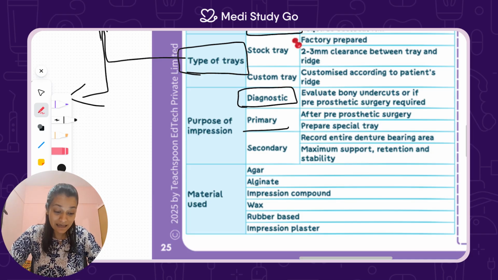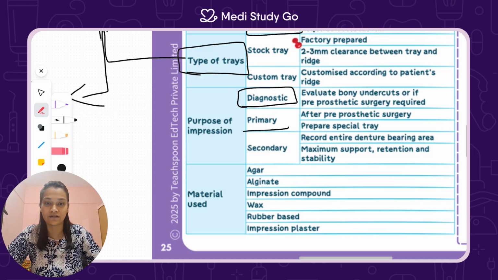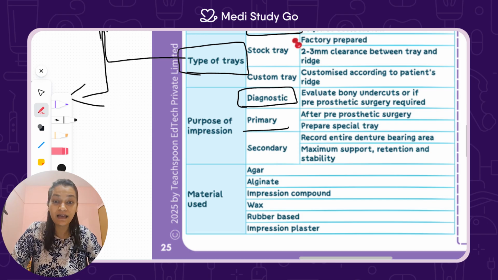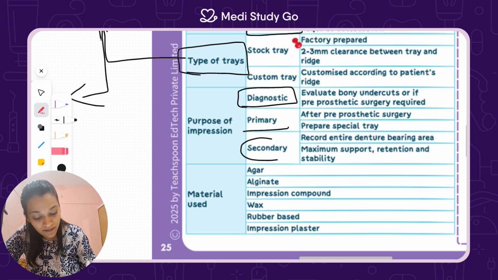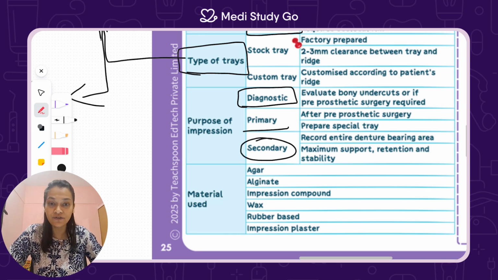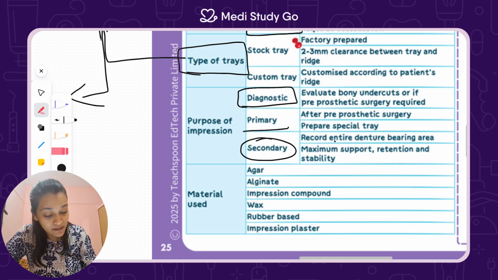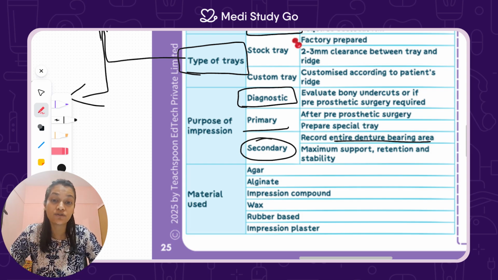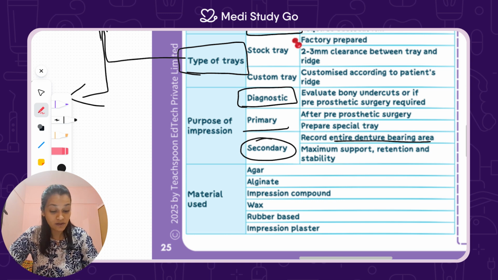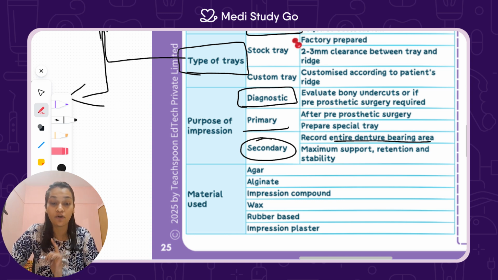Then moving on to the primary impression. The primary impression is taken after your pre-prosthetic surgery. It is the first impression that actually houses our foundation. But the final impression will always be taken as the secondary impression, and that will record the entire denture bearing area, the depth and the width of your vestibule, and it will give us the borders where we have to terminate our dentures. So this is the ultimate use of your final or secondary impression.